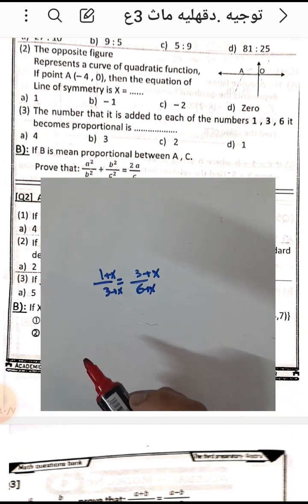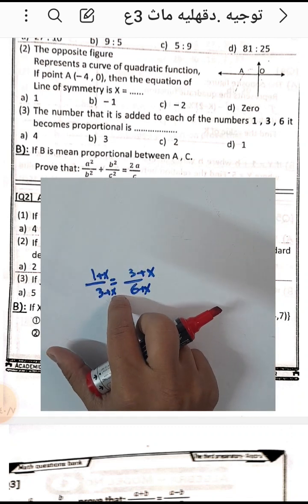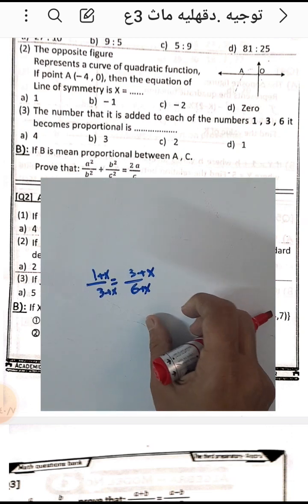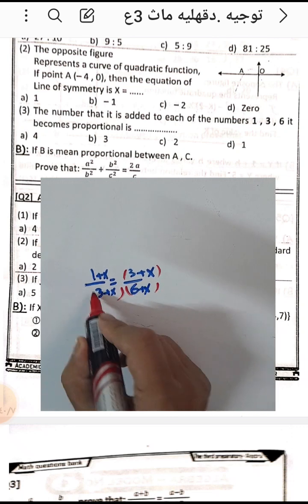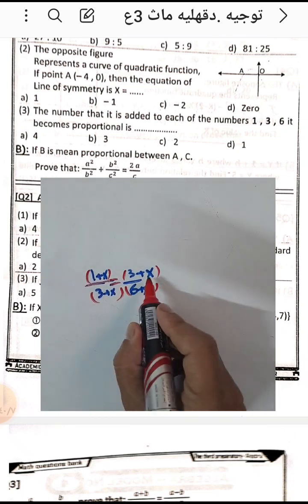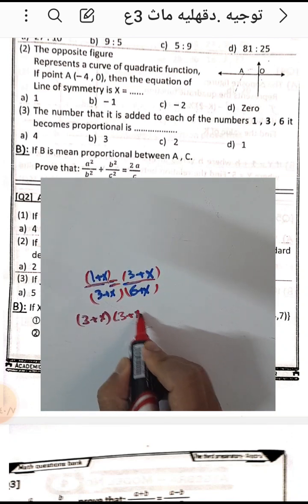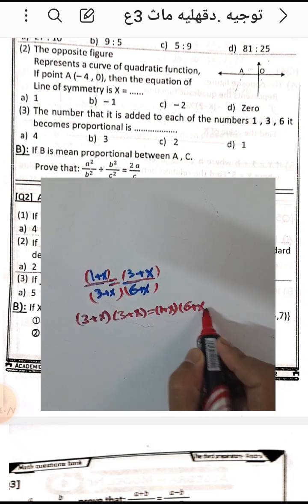Then we can use the rule here, or you can substitute x equals 4 in the numerator and denominator to check whether left hand side equals right hand side or not. Or you can write the steps using product of extremes equals product of means. We have 3 plus x times itself equals 1 plus x times 6 plus x.